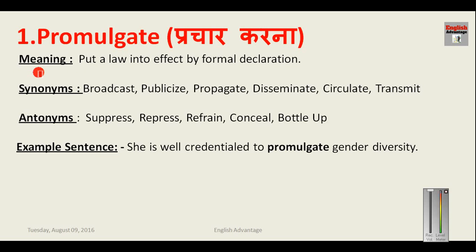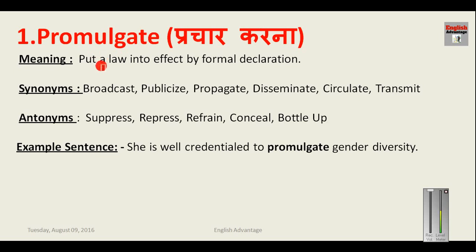So the first word is promulgate. Promulgate means to promote something. Promulgate means to put a law into effect by formal declaration. So this is the definition of promulgate. Very important word, and this word has come in many competitive exams multiple times. So if you have good command over vocabulary, it will be very helpful in clearing the English section, particularly the reading comprehension section. That is the toughest part in all competitive exams, but at the same time this will be helpful in Cloze Test and sentence improvement also.